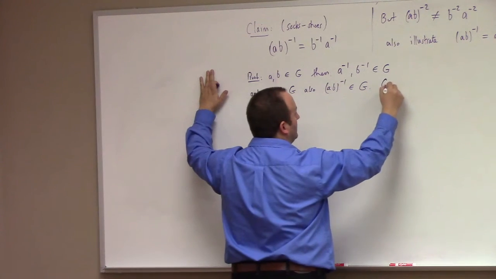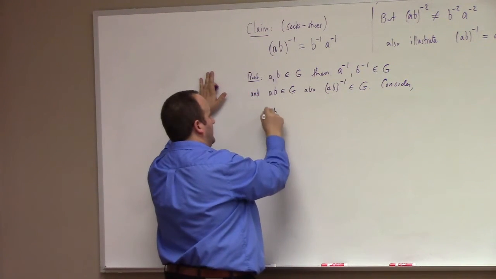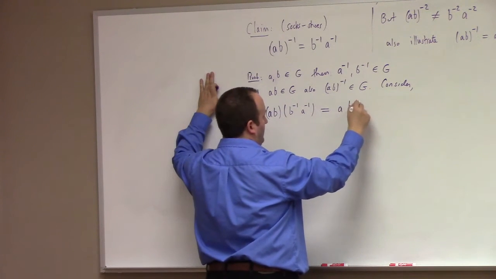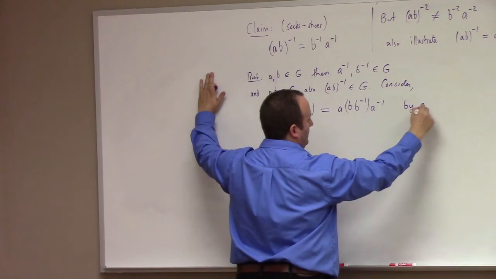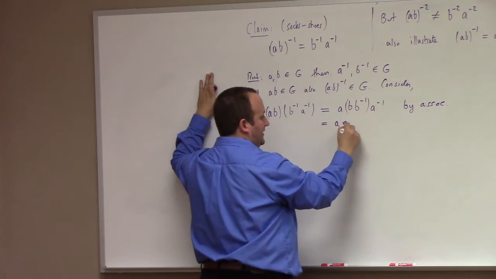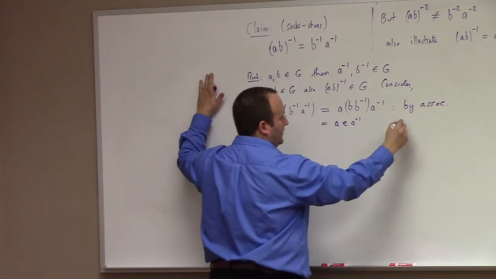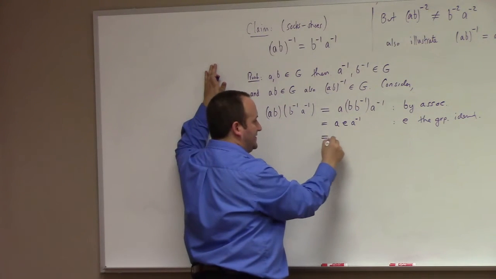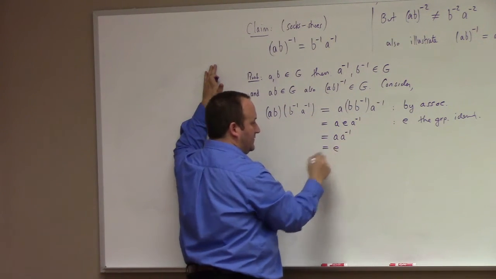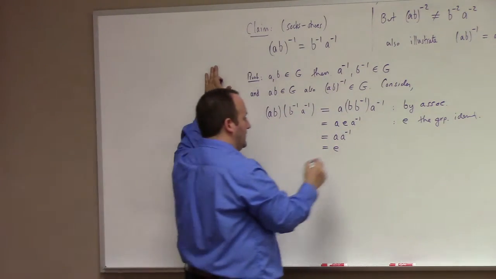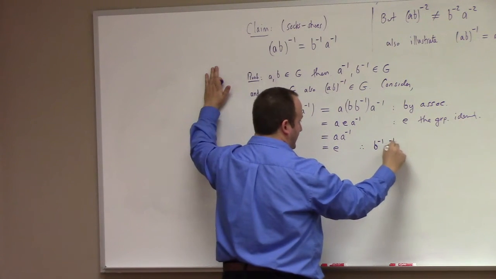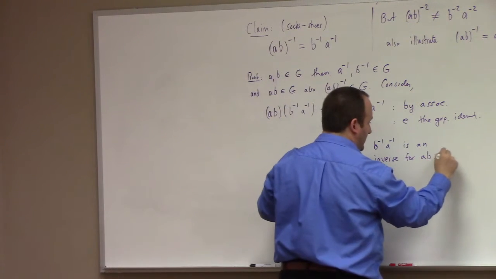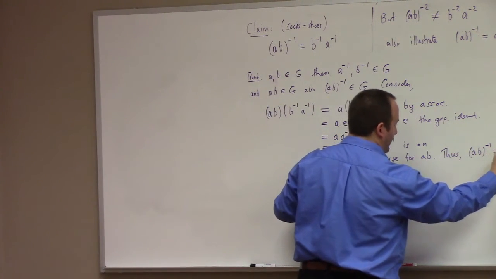All right, so consider then, if we take AB times B inverse A inverse, what do we get? By associativity, A times (B B inverse) times A inverse. And that, of course, is A E A inverse, where E is the group identity. And of course, that's what? That's A A inverse, which is also E, right? So what's this show? Therefore, B inverse A inverse is an inverse for AB, thus (AB) inverse is equal to B inverse A inverse.